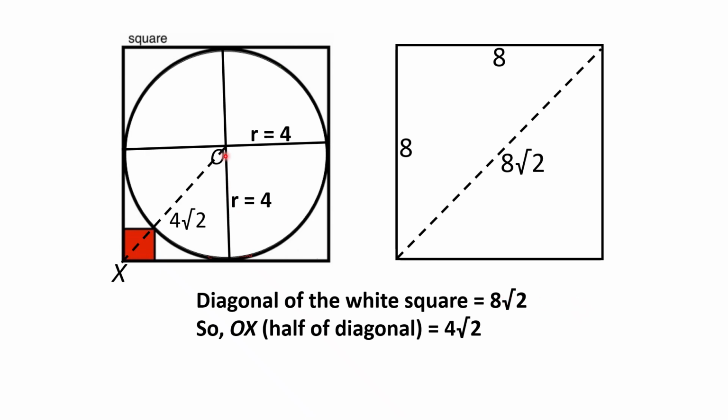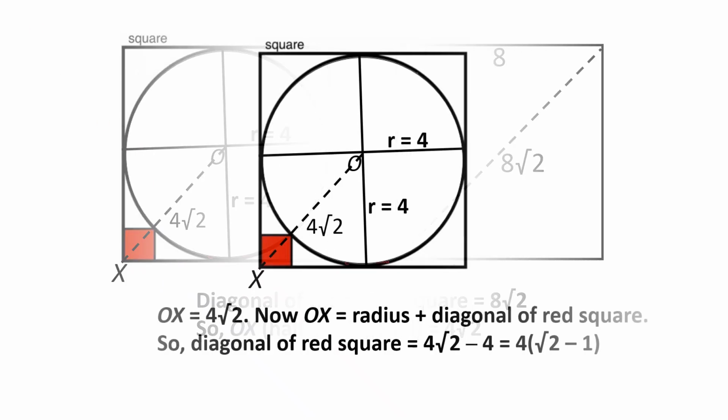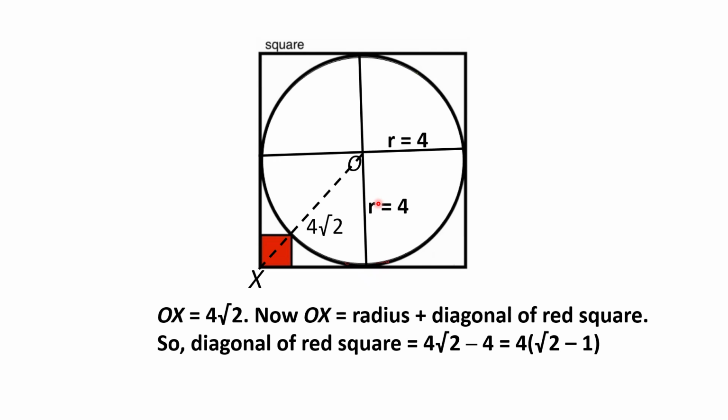Now join the center of the circle to the corner X, the left bottom corner. So OX is half of the diagonal. The full diagonal is 8 root 2, so half of the diagonal, OX, will be 4 root 2 units in length.